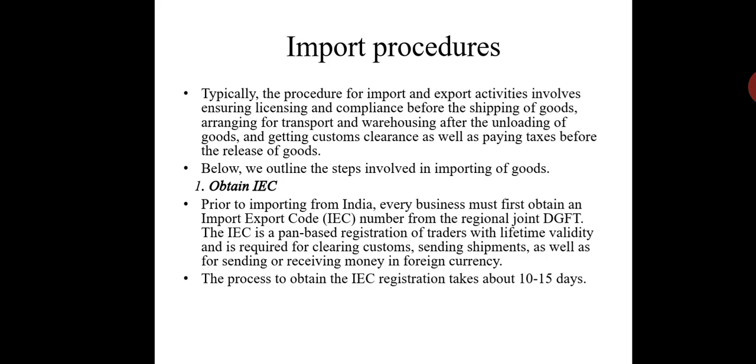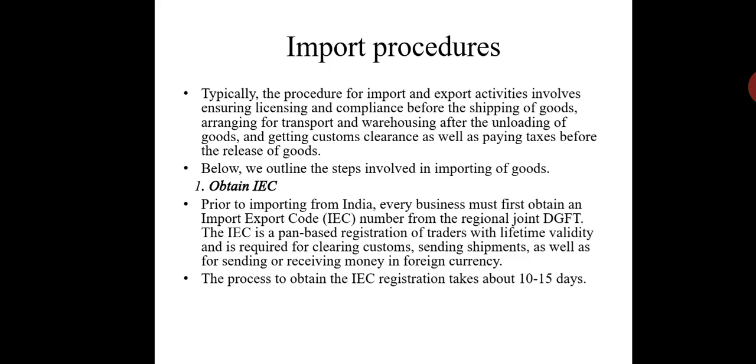The process to obtain IEC registration takes about 10 to 15 days. When you go on the website of the Indian government, you can find the registration form for IEC. Now everything has become online, so you can register for the IEC number, like a PAN number, online only. But if you want to do it manually, you can go to the regional joint DGFT. You have to make sure that you first take the IEC code, and only then can you proceed for importing or exporting of goods.